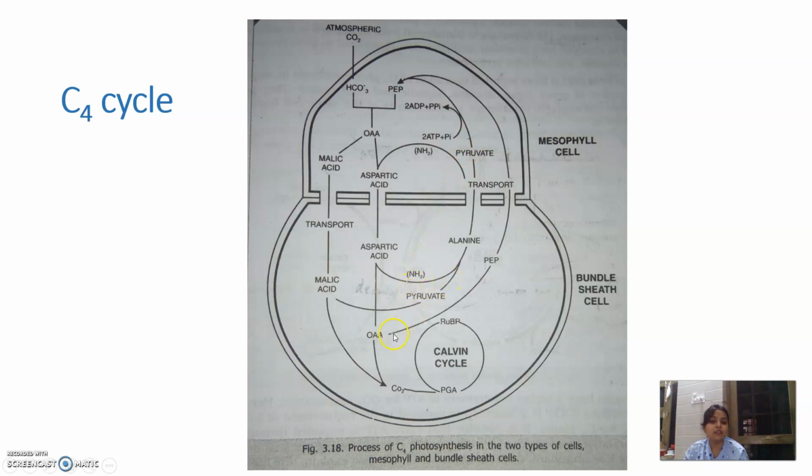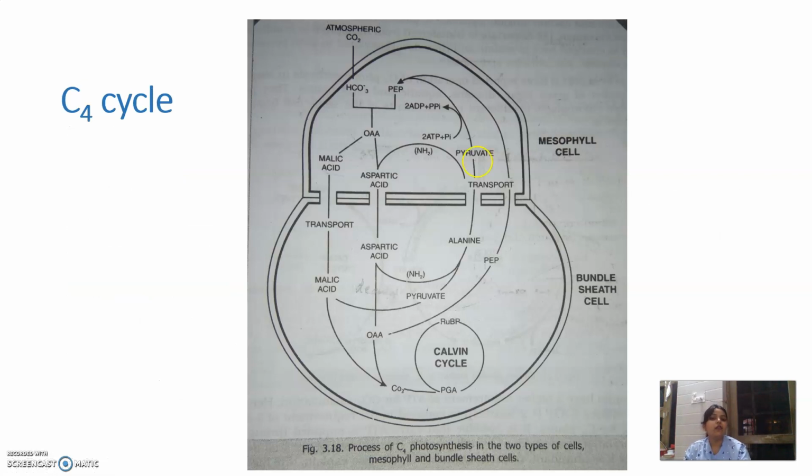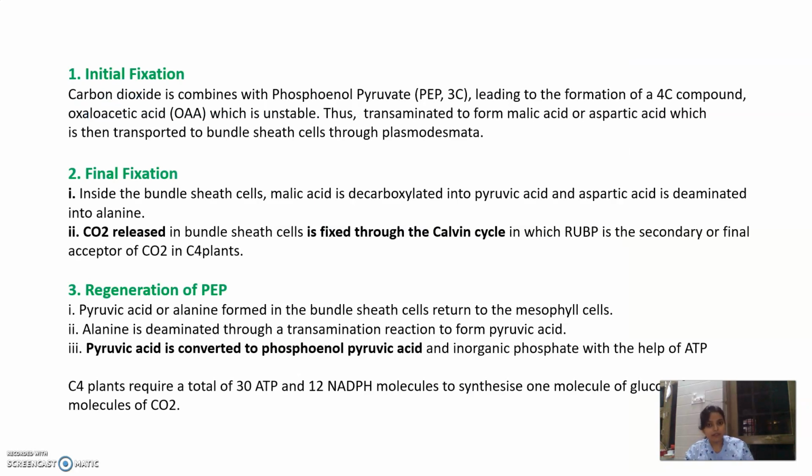The oxaloacetic acid, which had undergone decarboxylation, gets converted into the phosphoenol pyruvate, which is transported to the mesophyll cells. The pyruvate, which was produced from this alanine, undergoes phosphorylation using the ATP molecule and forms the phosphoenol pyruvate, and hence the phosphoenol pyruvate is regenerated. I think we have discussed this C4 cycle in detail. Let's proceed forward towards the written matter.